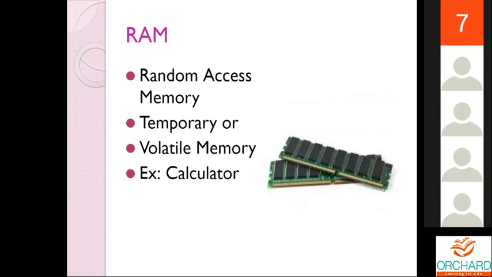We can say a calculator is the best example for random access memory. See, the calculator can store the information only till the calculator is on. The moment you turn off the calculator, all the data will disappear. So we can say this is a best example.